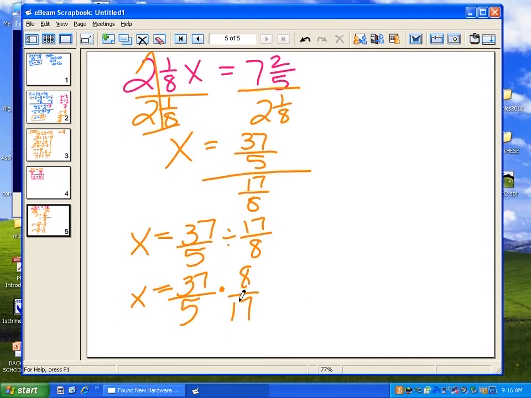No. How do you know? How do I know there's nothing that can come out of this? What do you think, Connor? Nothing could go into 17. Why? Because it's prime. It's a prime number. What about 37? Prime. What about 5? Prime. So guess what? We're stuck multiplying the big giant numbers. Find the answer. Go.